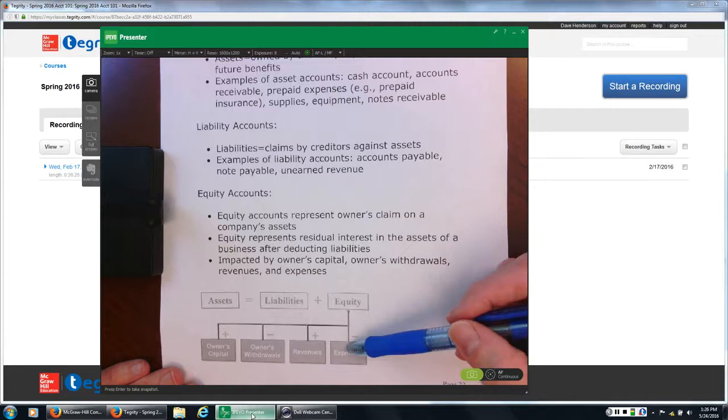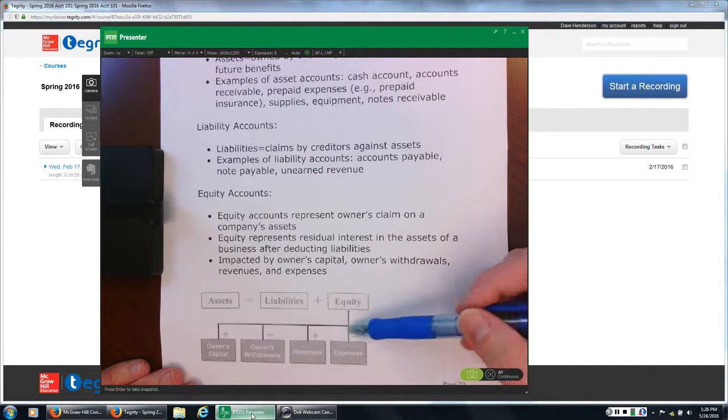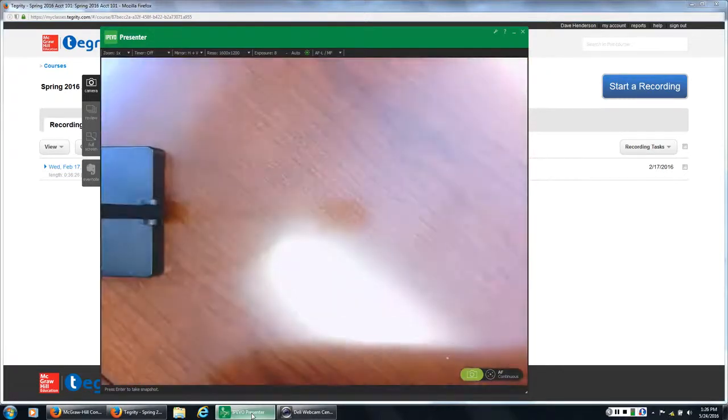Expenses decrease equity. So expenses such as cost of goods sold, or rent expense, or insurance expense, those all decrease equity. All right. So let's take a quick look at these quick check problems right here.